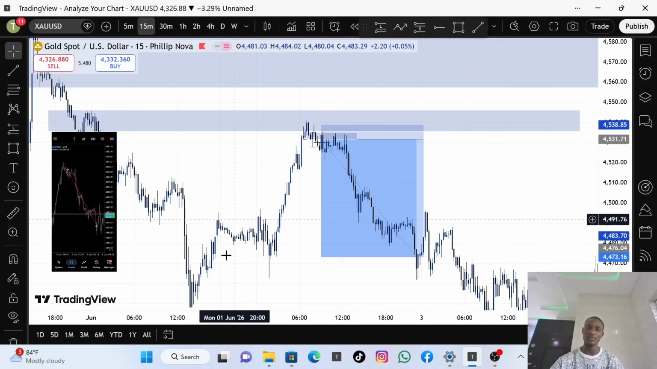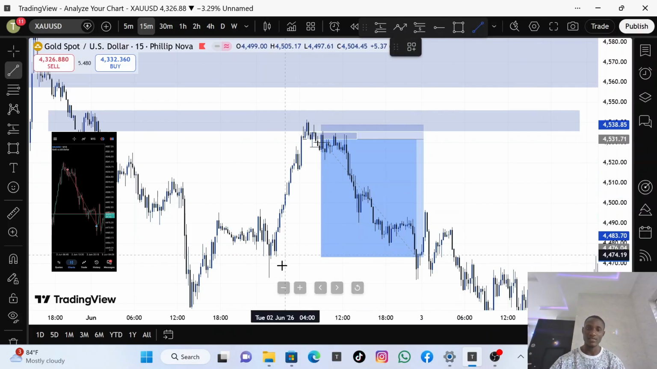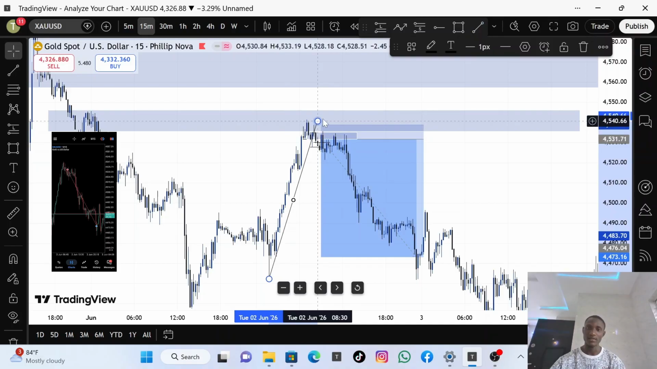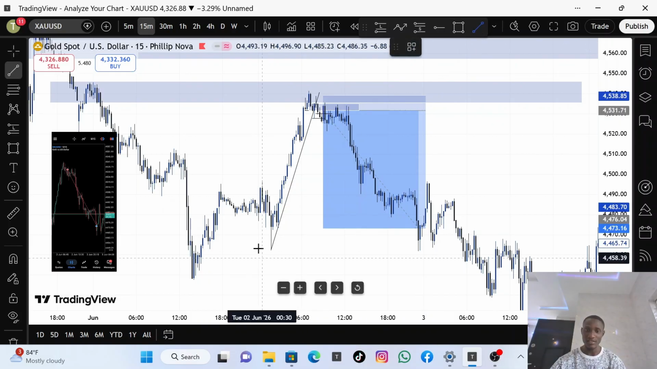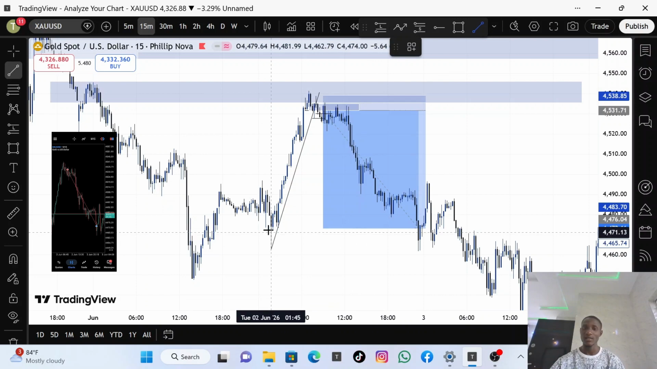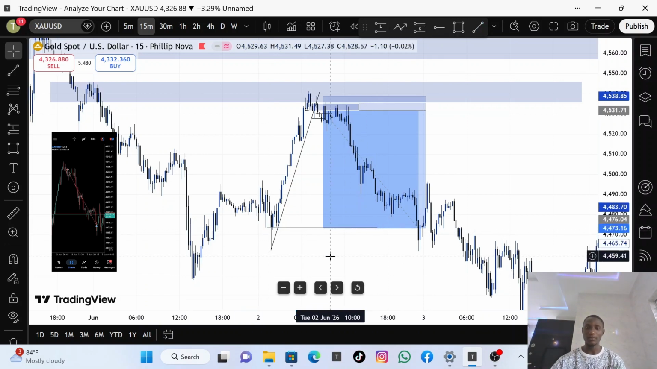For my take profit, I used trend line liquidity. As you can see, there was a trend line from here to here. I was expecting the market to clear this entire trend line. Actually, my take profit is meant to be here, but I wasn't comfortable putting my take profit here. That's why I put my take profit at this level.